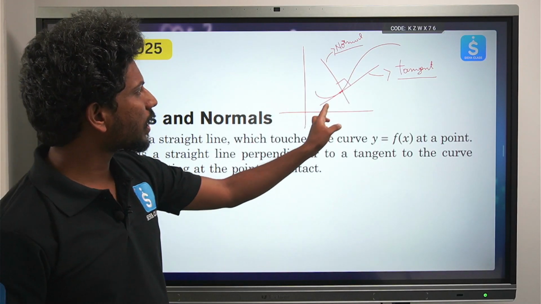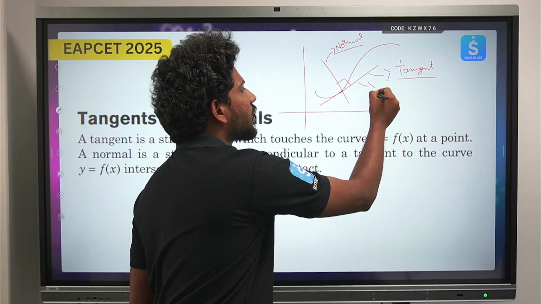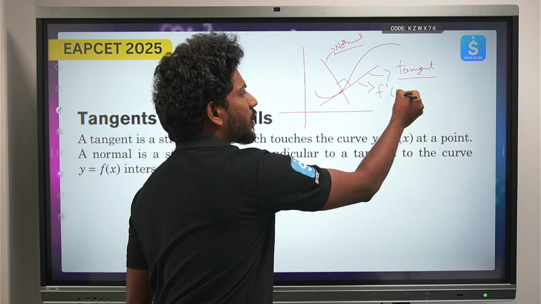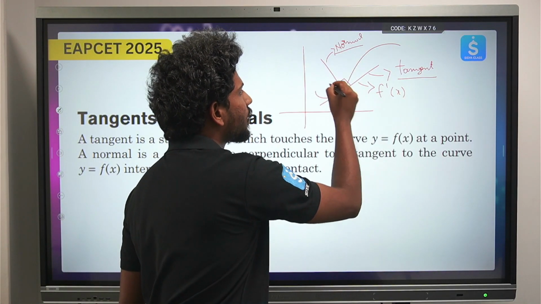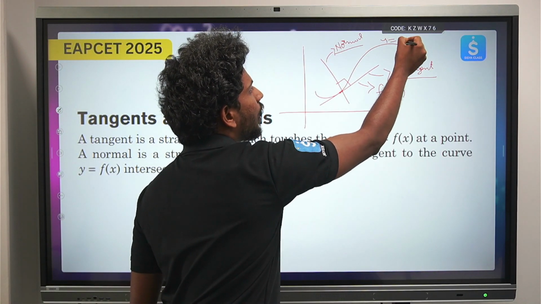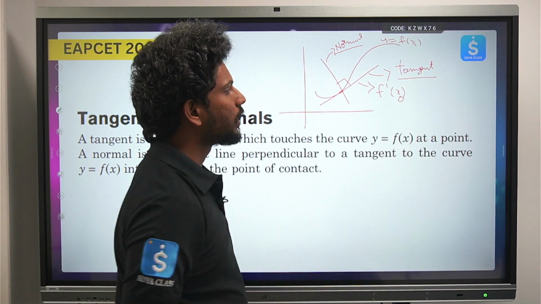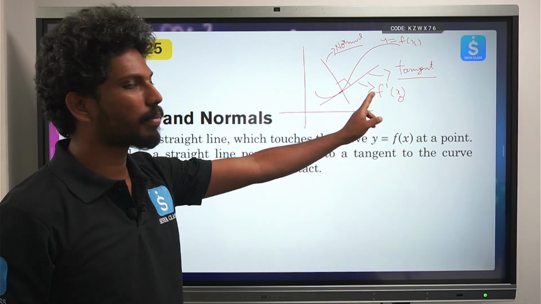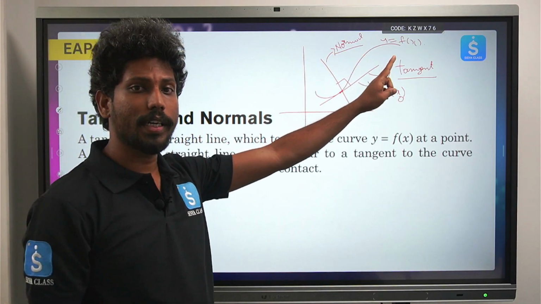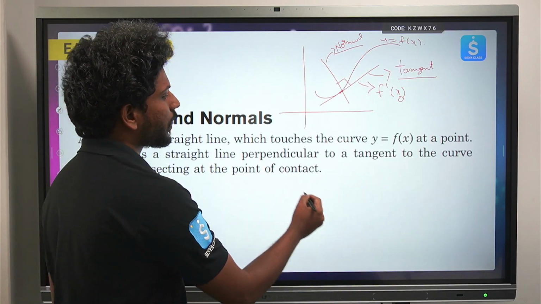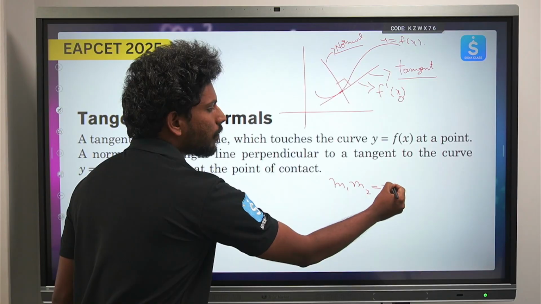Whenever there is a curve y equals f of x, the slope of the tangent is given by f dash of x at that point (x naught, y naught). So if this curve represents y equals f of x, then at x equals x naught the slope is represented by f dash of x naught. You already know that if two lines are perpendicular, the product of their slopes equals -1.